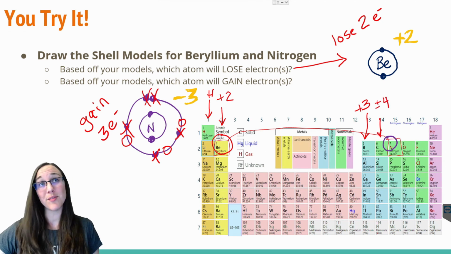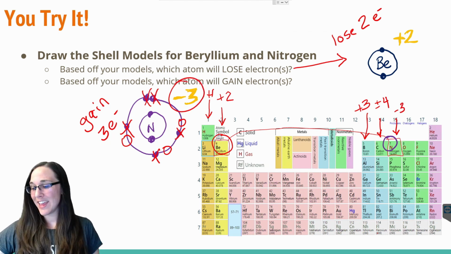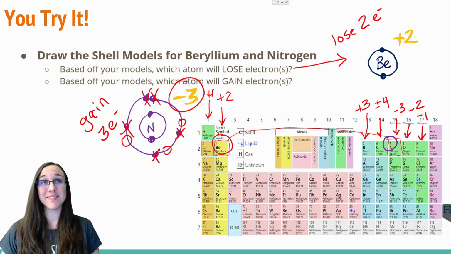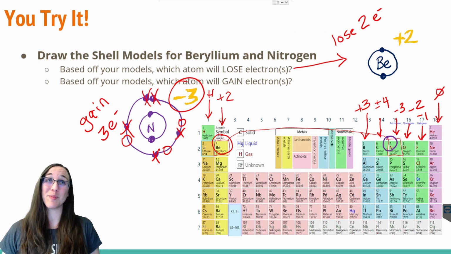This is just a reminder from the periodic table lesson. In this column, they want to become -3. Hey, we just saw that with the nitrogen. In this column, they want to become -2. And in this column, they all want to become -1. Of course, the noble gases have 0 charge, and that's what everybody wants to be.